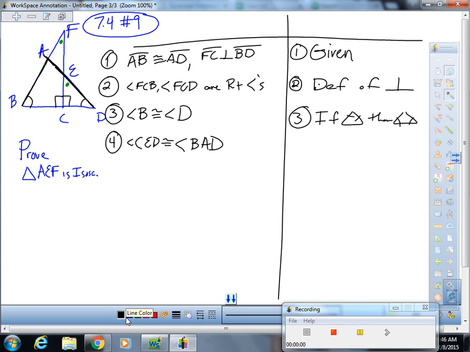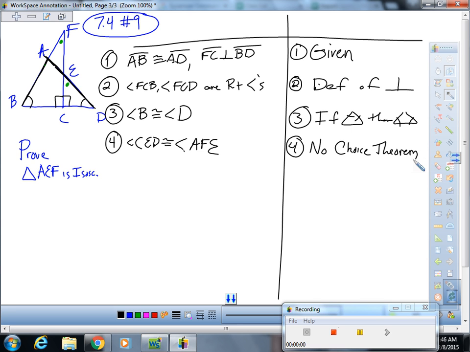So, luckily for me, I've got a nice eraser. Let's see. Angle CED is equal to angle AFE is what I should have written. And that's called the no-choice theorem. Or you could write, if two angles from one triangle are congruent to two angles from another triangle, then the third angles must also be congruent. That was from 7-1, I believe, maybe 7-2.